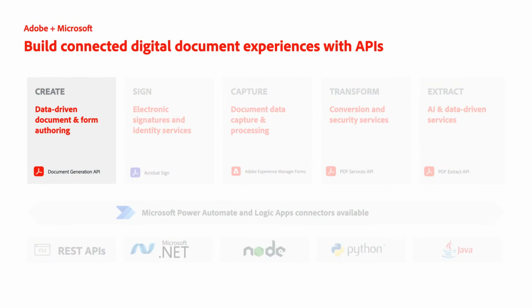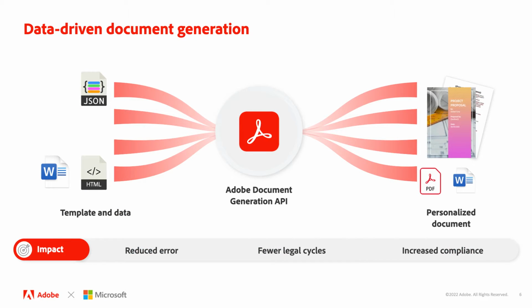First, we want to empower you to create documents based on your data. So we've created Adobe Document Generation service to help you with that. Adobe Document Generation API takes data as JSON and allows you to merge it into your document templates that are Word-based templates. The output is either a Word document or a PDF. This can greatly reduce error when creating documents, and particularly when you're working with agreements. Dynamically creating these documents can help reduce legal cycles and increase compliance.